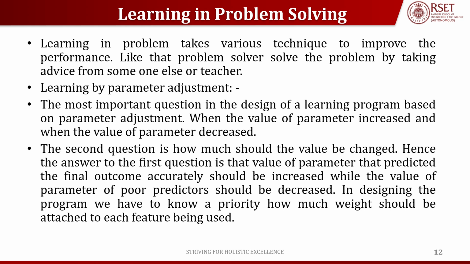In designing the program, we have to know a priori how much weight should be attached to each feature being used. So in artificial intelligence, as we already discussed, systems adjust the parameters in order to emphasize the factors which lead to the successful outputs. This gradual adjustment will help the system converge toward a better solution next time.